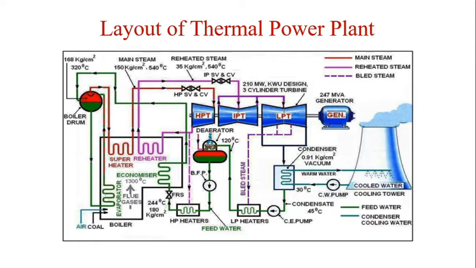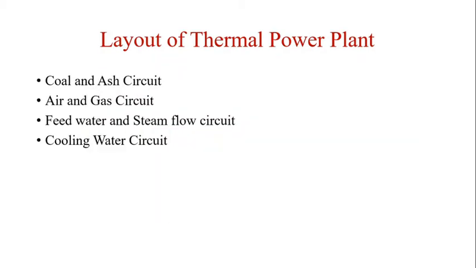After reheating, this steam is taken to the intermediate pressure turbine, that is IPT, and then the low pressure turbine, that is LPT. The outlet of the LPT is sent to the condenser for condensing back to water by the cooling water system. This condensed water is collected in the hot well and it is again sent to the boiler in a closed cycle system. The rotational energy imparted to the turbine by high pressure steam is converted to electrical energy in the electrical generator or alternator. The layout of a thermal power plant consists of the following 4 circuits.